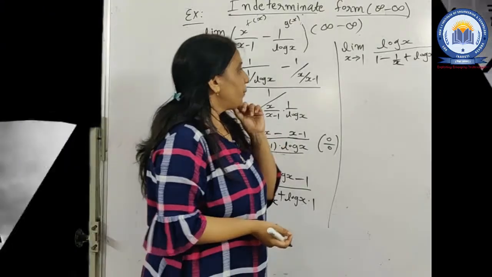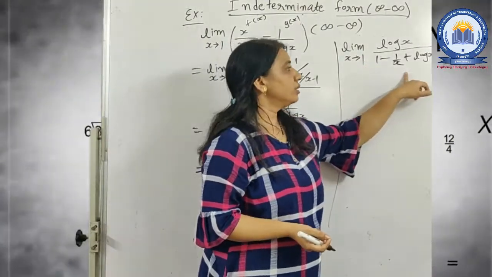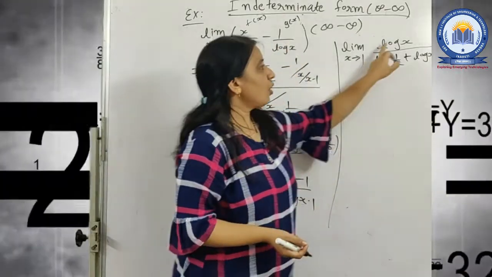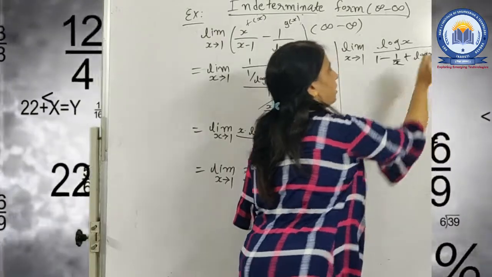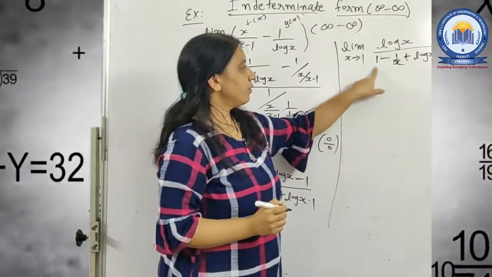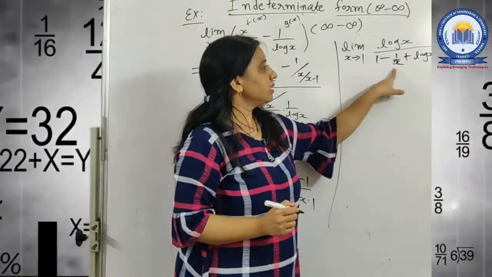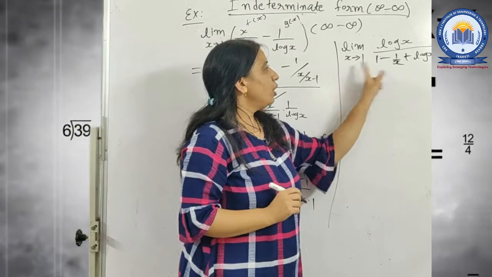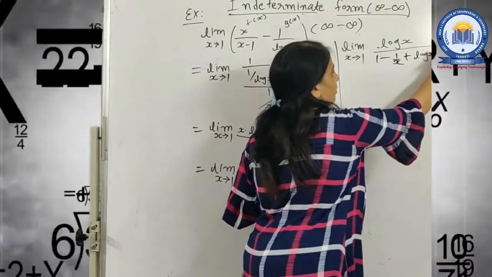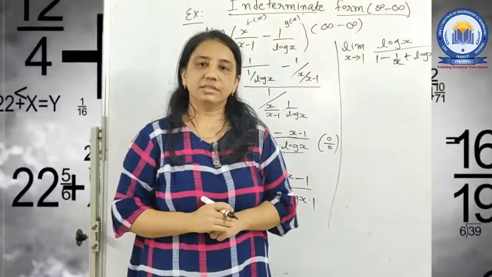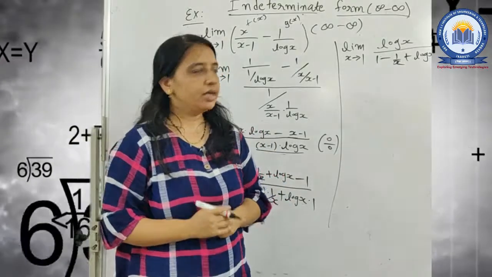Again put the value of x equal to 1 into this equation. So log 1, that is 0. Now this 1 minus 1 upon 1, that is 1. So 1 minus 1, that is 0. Log 1, that is again 0. So we will be having which form? 0 by 0 form, right? So again we can apply L'Hospital rule.